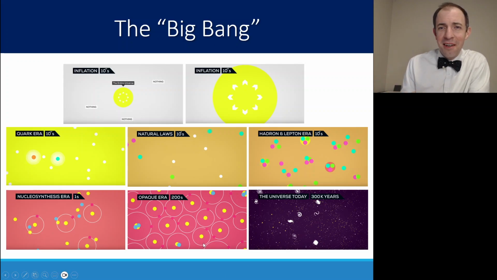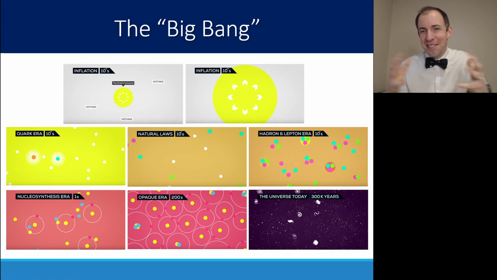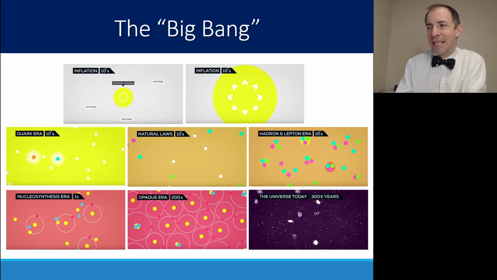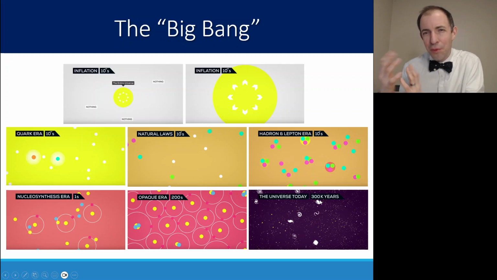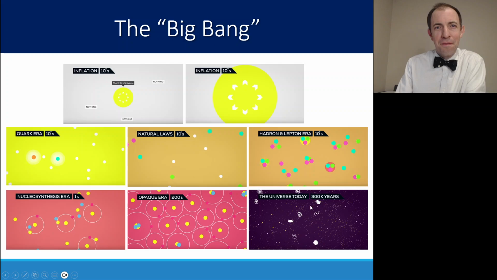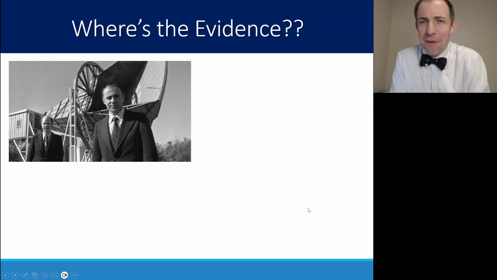Things were too hot. It was opaque. It was basically this big orange soup where light is trapped by the electrons, and it isn't until about 300,000 years in, which is still pretty early in the span of our cosmic scale, that light first gets to travel beyond. Now, how do we know that this is a thing?